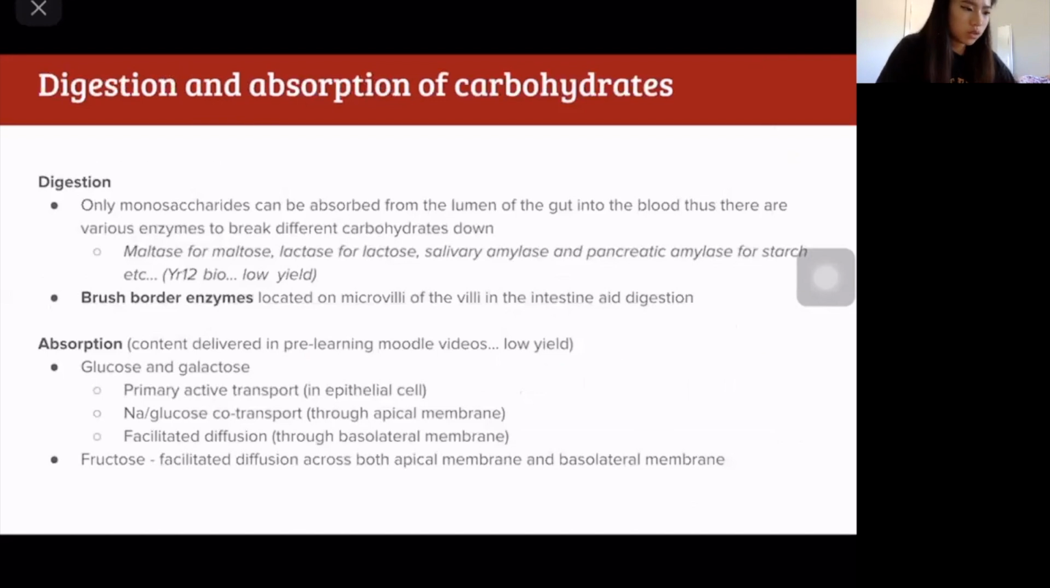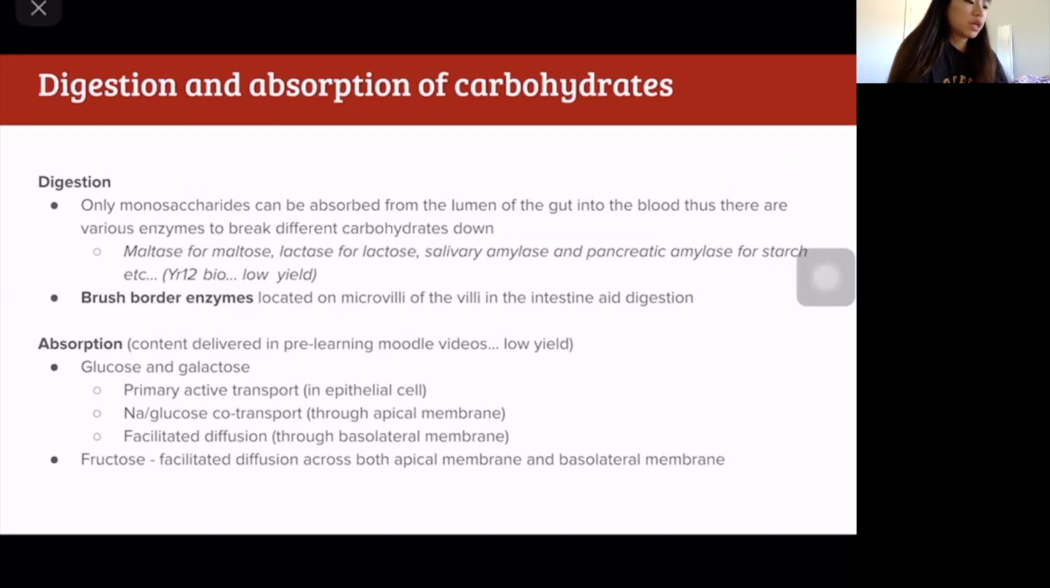Okay, so this is also revision from year 12 bio and not that important. When you're eating, your body will digest carbs until they're only monosaccharides, because that's the only form that can be absorbed from the lumen of the gut into your blood. Therefore there are various enzymes to break down different forms of carbs. You don't need to know exactly which kind, that's why I've only given a few examples here. For example, maltase for maltose, lactase for lactose. And in your gut, there are also brush border enzymes in the microvilli of your villi in the intestine that help you digest these things.